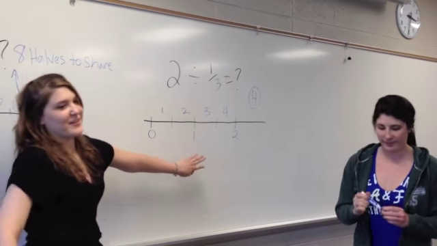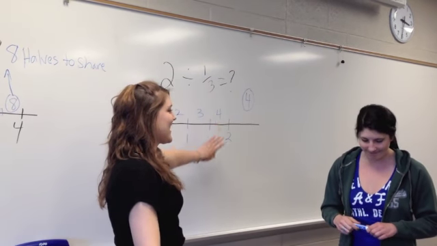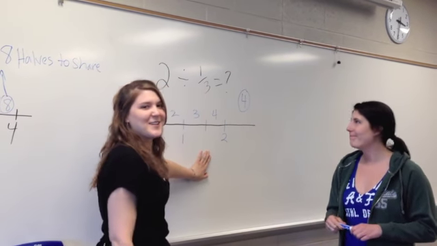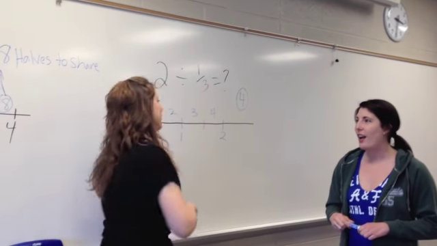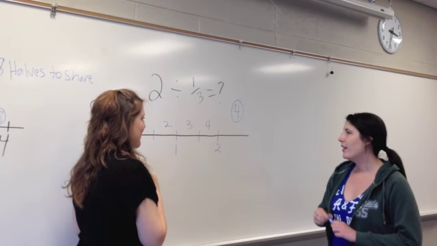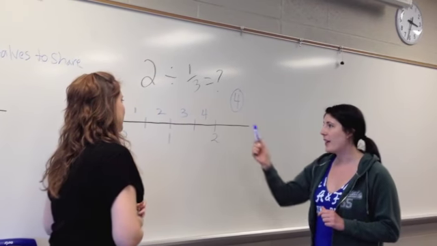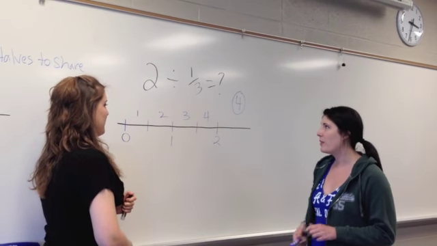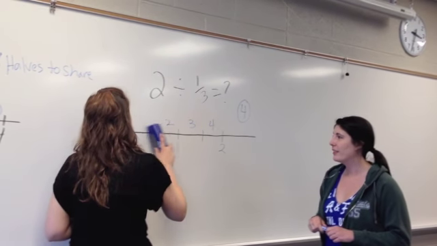Alright, class, do we agree with her? No. And why is that? Because she divided by a half instead of a third. Very good, Kelly. So, what do you think we're going to do now? Instead of dividing by half, we should divide them into 3 parts instead of 2. Correct. So, erase this.